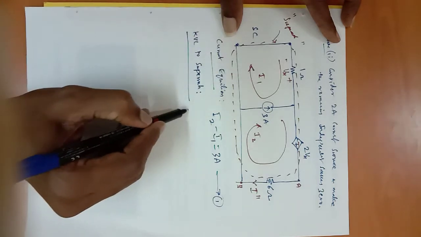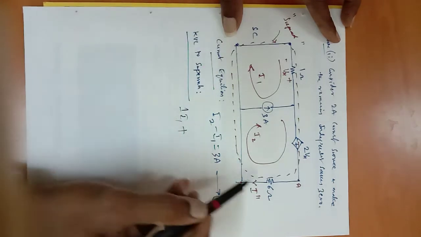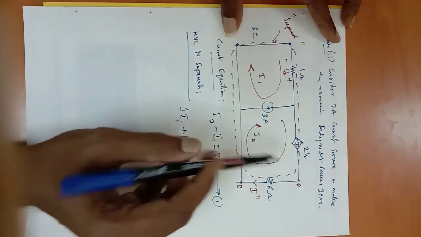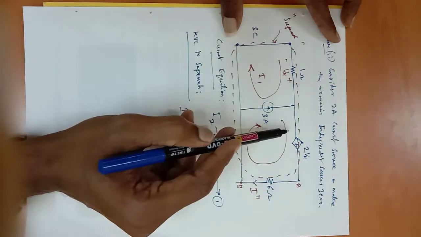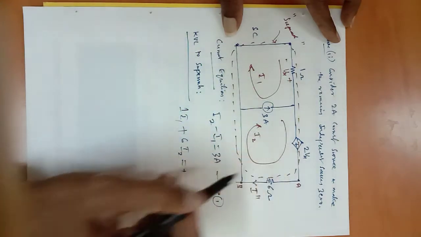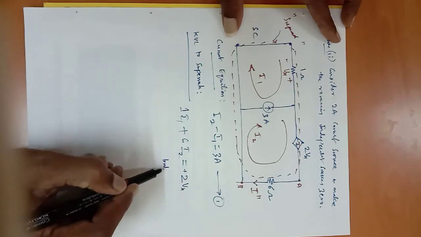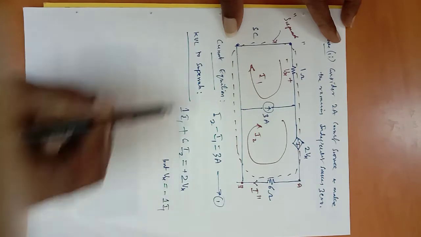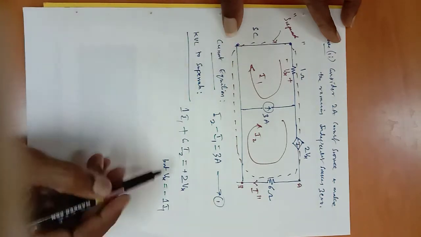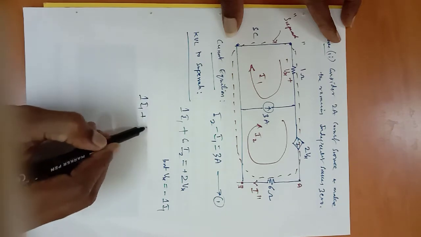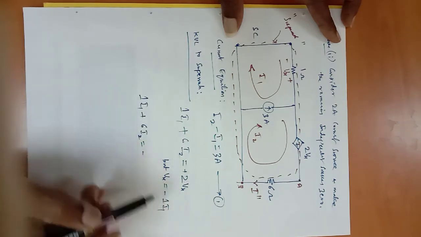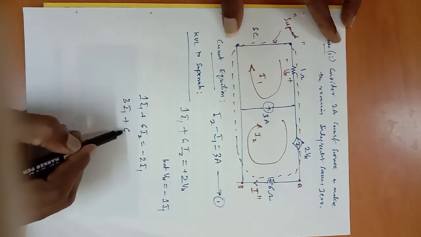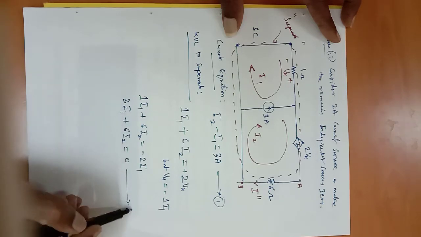Applying KVL to super mesh: 1 I1 plus 6 I2 is equal to what? Right hand side you write the voltage source. You are moving clockwise now. Negative to positive is positive Vx. But what is Vx? You know already. Minus 1 I1. Vx is the same, that's why substituting here. So 1 I1 plus 6 I2 is equal to minus 2 I1. Take it to the left hand side, it becomes 3 I1 plus 6 I2 is equal to 0, equation 2.